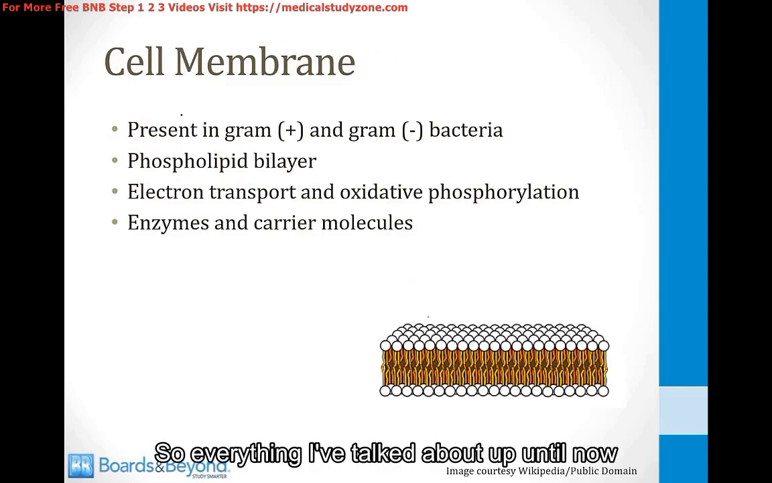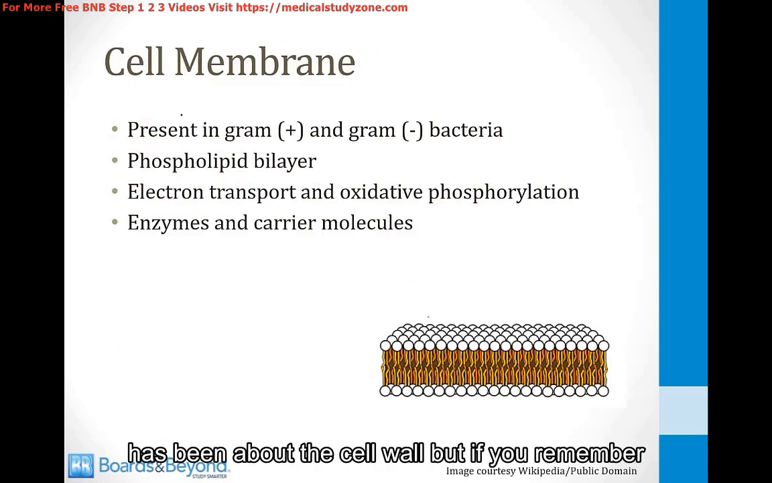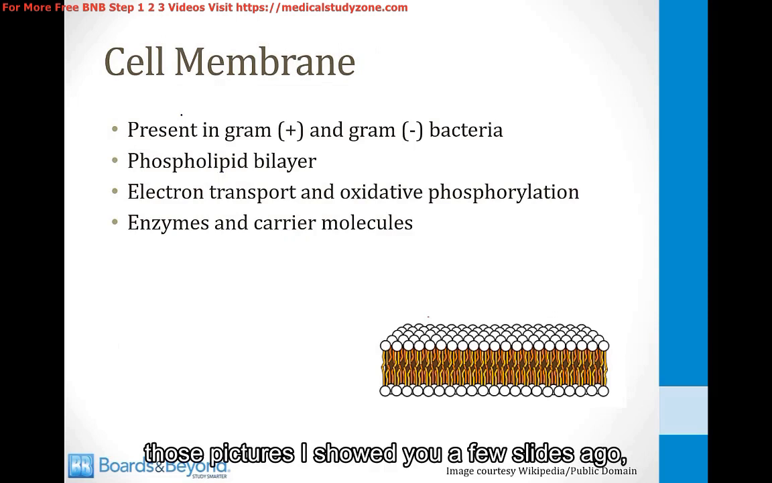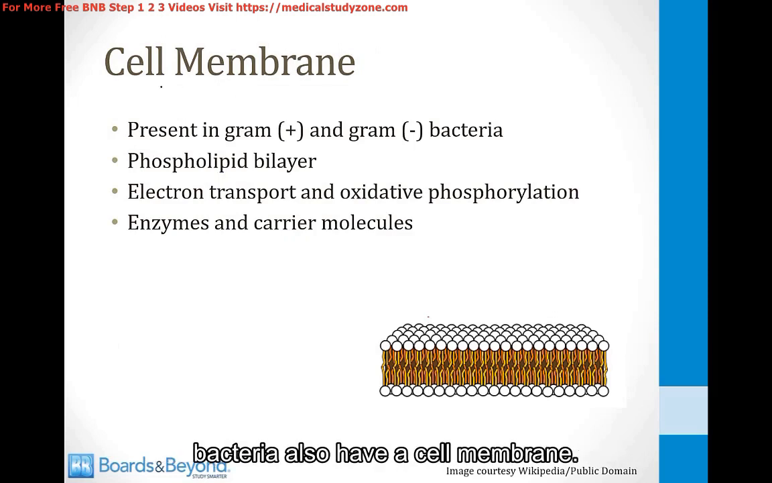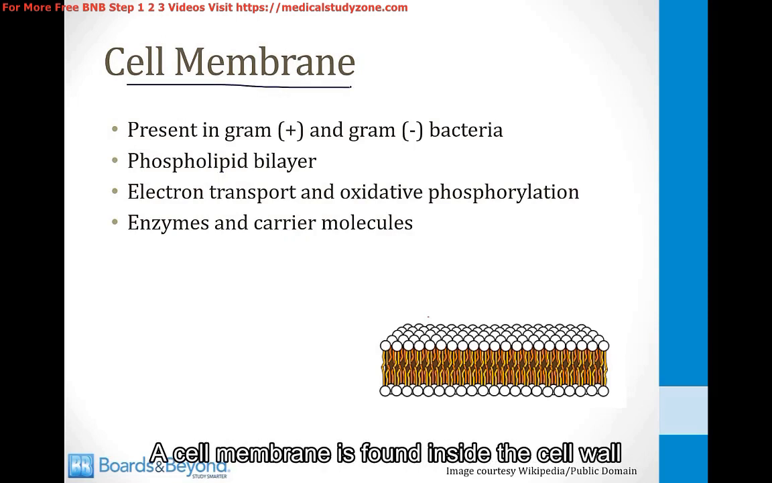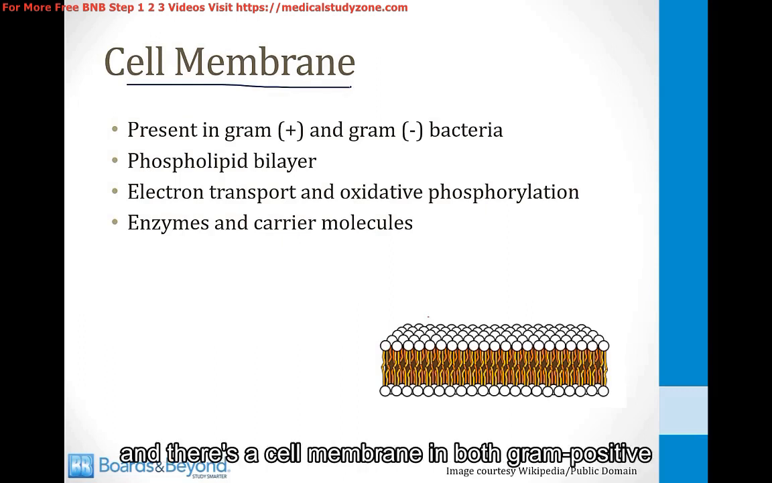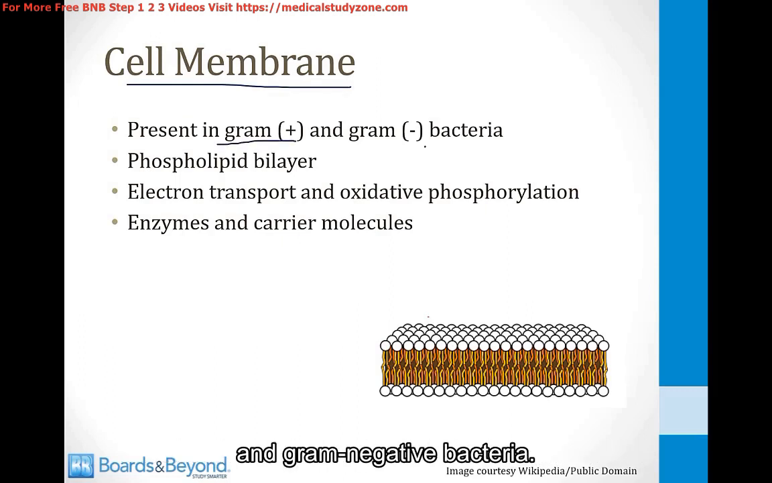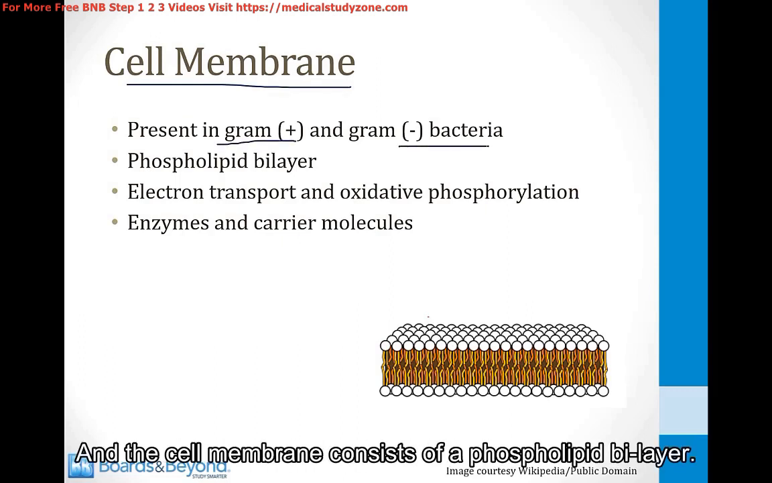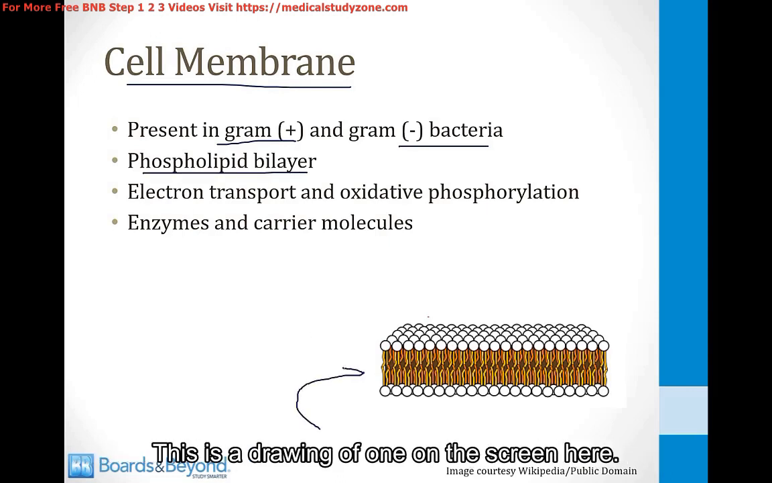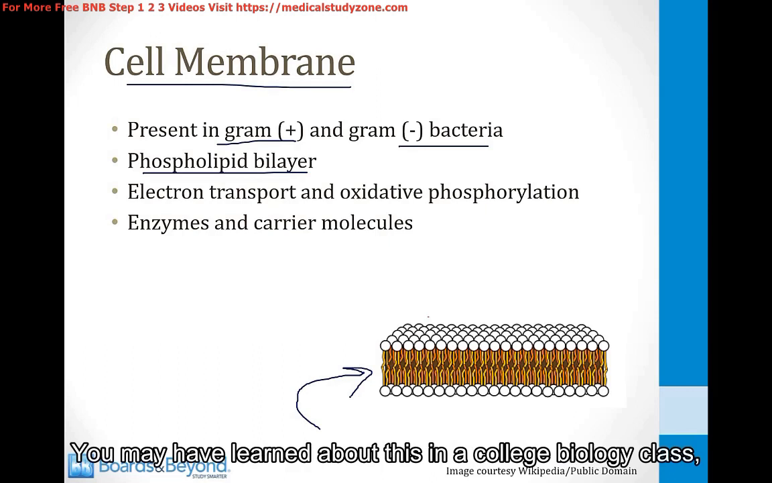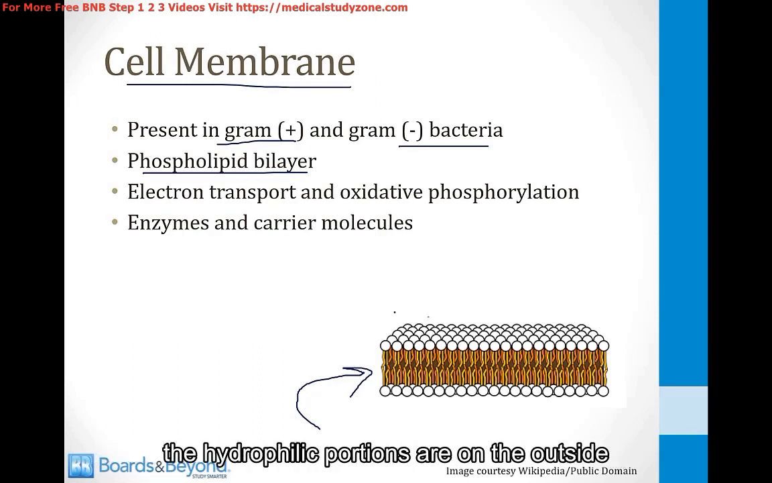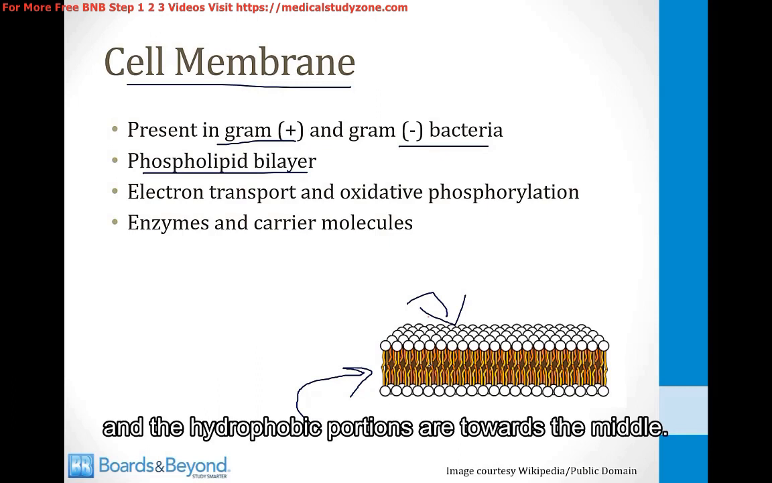Everything I've talked about up until now has been about the cell wall, but if you remember those pictures I showed you a few slides ago, bacteria also have a cell membrane. A cell membrane is found inside the cell wall, and there's a cell membrane in both gram-positive and gram-negative bacteria. The cell membrane consists of a phospholipid bilayer. This is a drawing of one on the screen here. You may have learned about this in a college biology class. The hydrophilic portions are on the outside, and the hydrophobic portions are towards the middle.